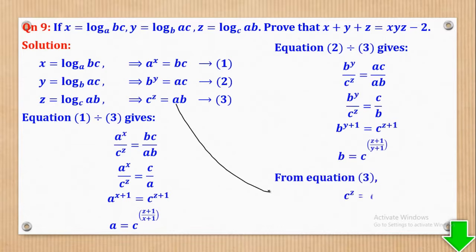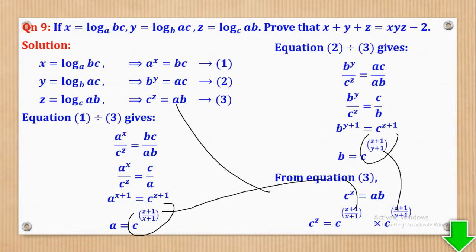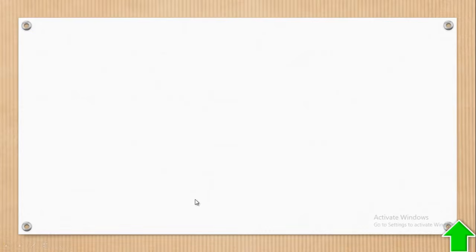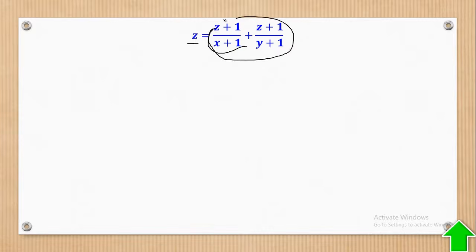Now from equation 3, we know that c to power z is equal to ab. Therefore, where there is a, I'll put there this, and where there is b, I'll put there that. So that implies that z is equal to this, because it was the same base throughout, so it means that you can cancel the bases on both sides to remain with the powers alone. Now here it is plus, because before you cancel the bases, you have to first combine the c to power z plus 1 over x plus 1 with c to power z plus 1 over y plus 1 to give you this addition sign.